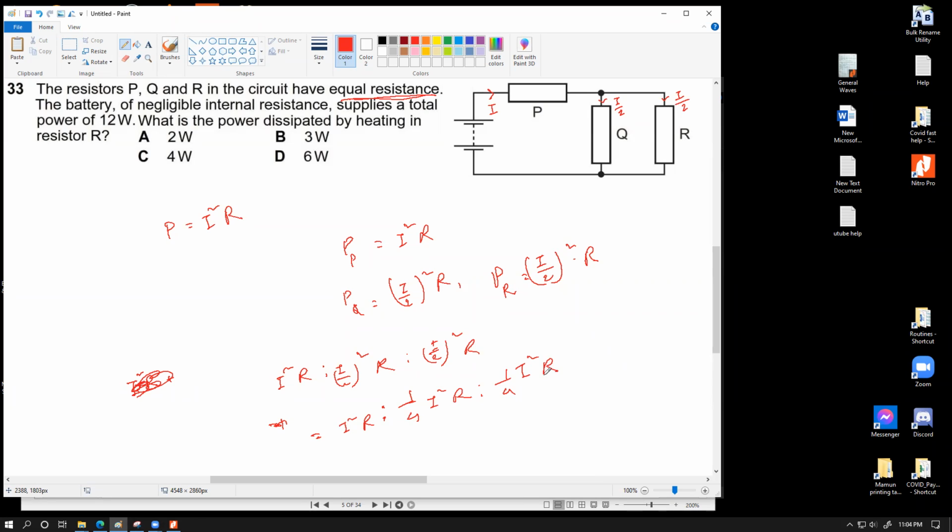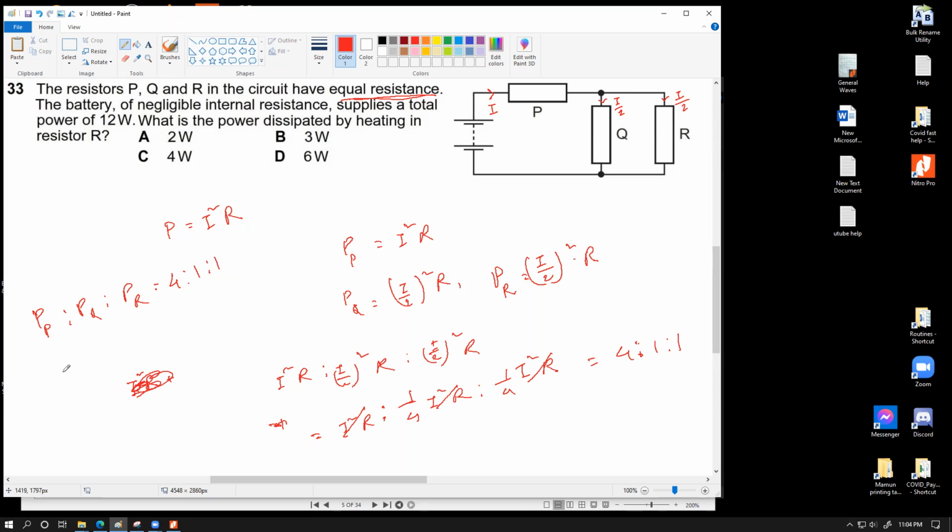Yes, sir. এখান থেকে আমি I square R গুলো সব কেটে দিলাম আর পুরোটাকে 4 দিয়ে মাল্টিপ্লাই করে দিলাম, which I can because it's a ratio. So I'm gonna get 4 is to 1 is to 1. এই জিনিসটা আমি বের করতে যাচ্ছিলাম. What would be the ratio of power between P of P is to P of Q is to P of R? This ratio is supposed to be 4 is to 1 is to 1.